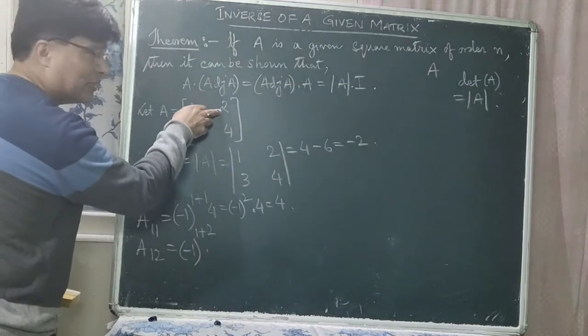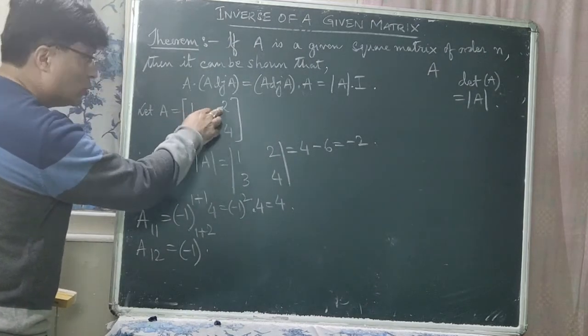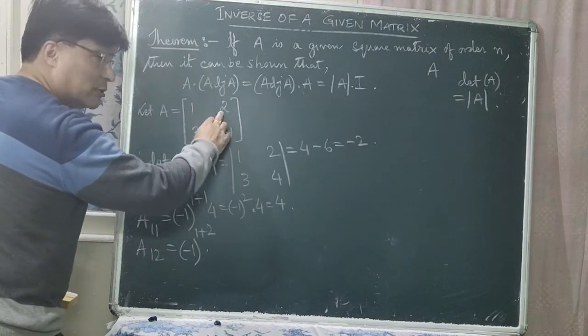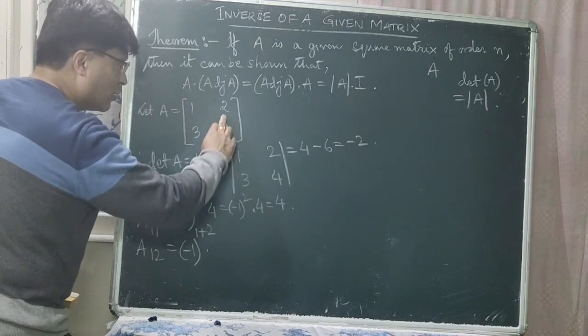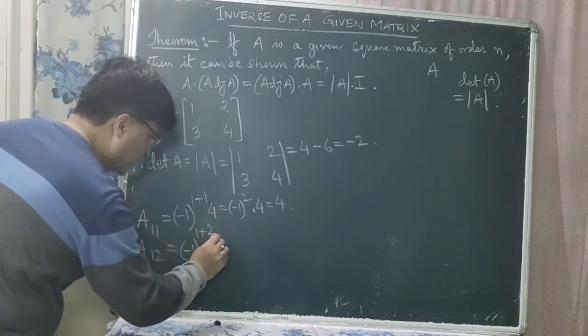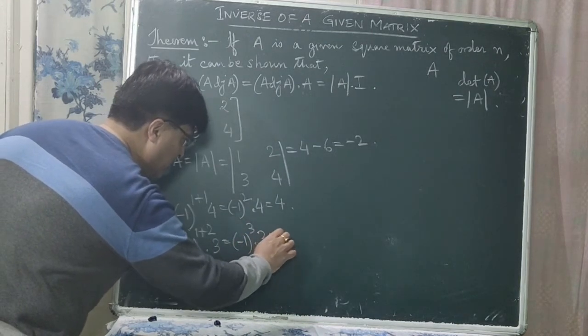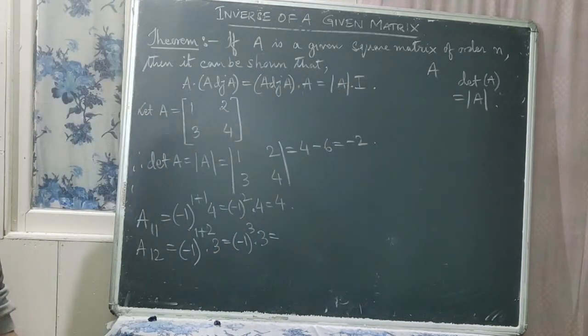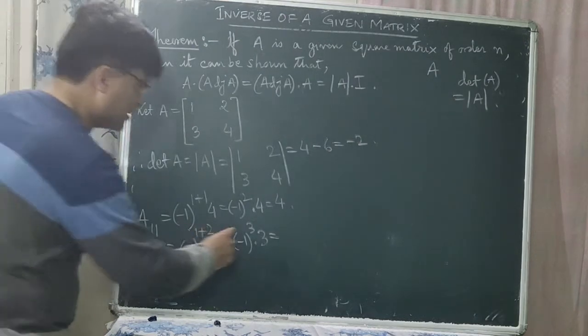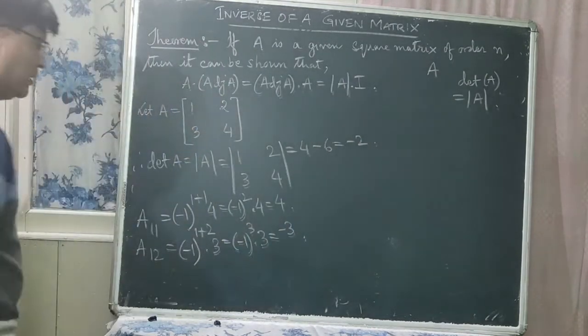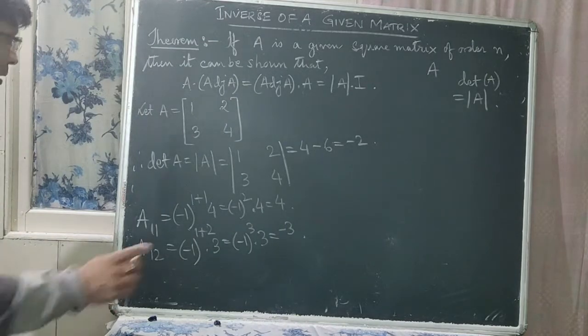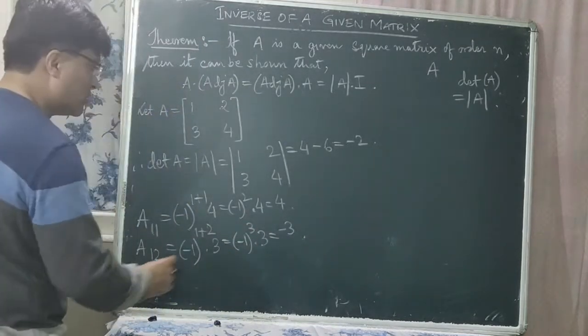Now delete the row and the column through this element 2. That means first row and second column are deleted. What remains? 3. So which is equal to minus 1 whole cube into 3. What is minus 1 whole cube? Minus is multiplied thrice. Minus into minus is plus, plus into minus is minus. That is, it is minus 3. Clear?